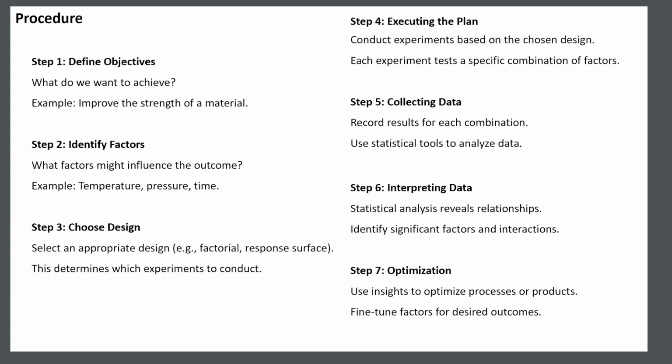Then we will identify the factors. As we discussed, factors are the things which control the outcome. So what factors might influence the outcome? For example, temperature, pressure, time, chemical composition, everything. All those things can affect the outcome. So factors should be carefully identified.